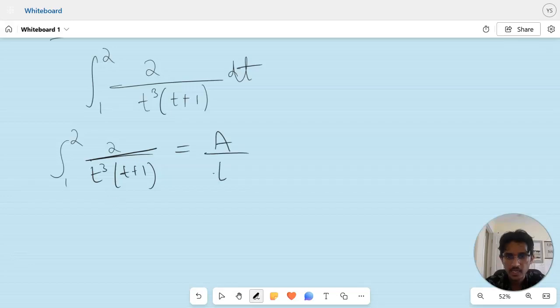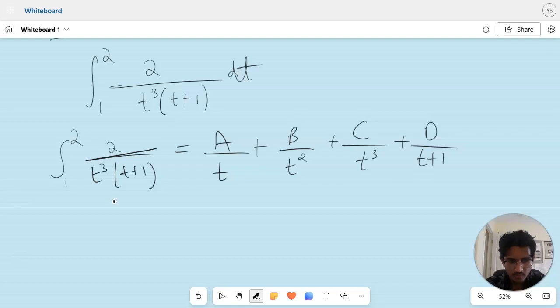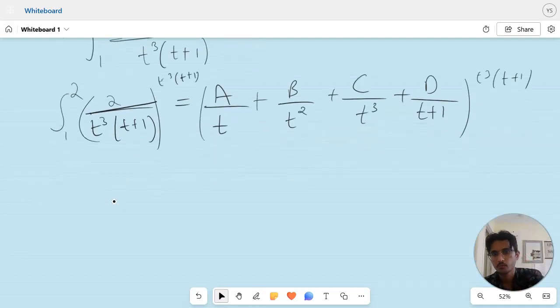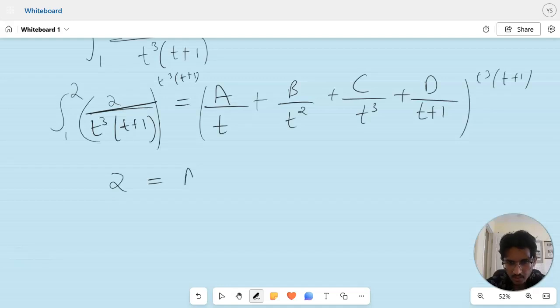What it would be is a over t. Remember, we want a partial fraction for each of the individual factors of t cubed. So a over t plus b over t squared plus c over t cubed plus d over t plus 1. Okay, d over t plus 1. And now the next step would be to multiply these by t cubed times t plus 1. Okay, what we're going to be left with is 2 equals a.